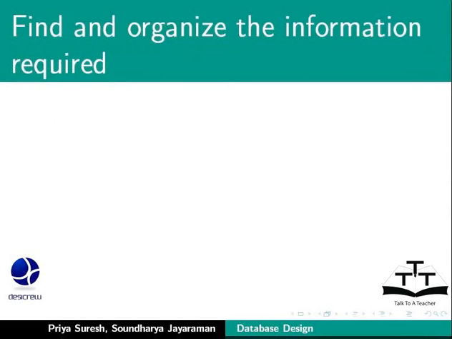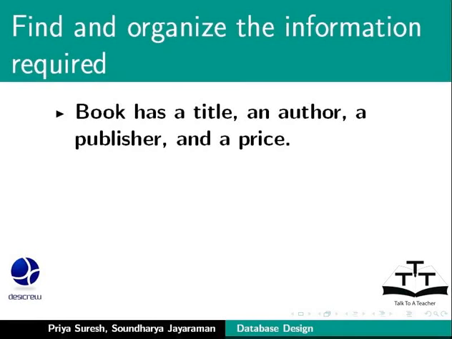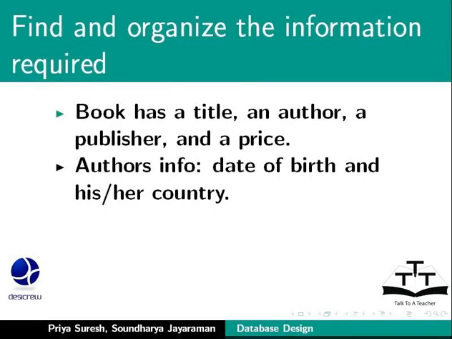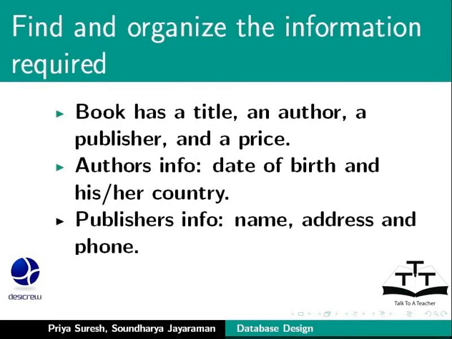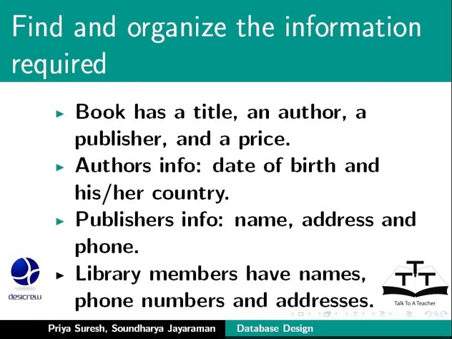Here is where we gather all of the types of information we want to record in the database. Now that we know the purpose of the library application, let us identify the items here. There are books. A book has a title, an author, a publisher, and a price. And we can also store the author's information, such as date of birth and country he or she belongs to. We can also store the publisher's name, address, and phone. Also, there are the library members who have names, phone numbers, and addresses.